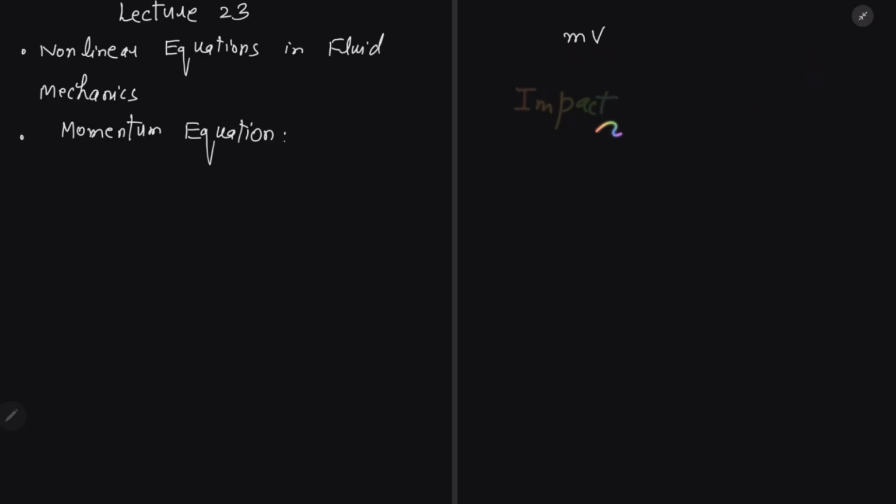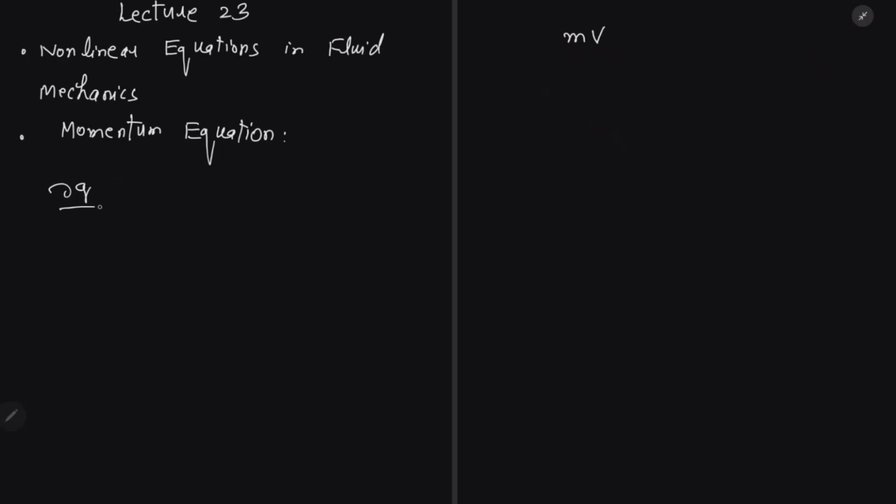Now, how does the fluid make an impact on some other object? For example, if there is a fluid and it strikes a wall, then it can destroy the wall if the impact is too high. So in fluid mechanics we need a momentum equation to discuss the forces and also the impact, inertia, and so on.